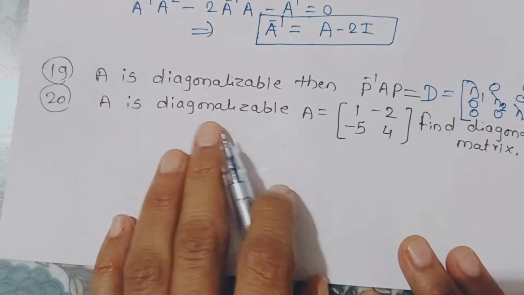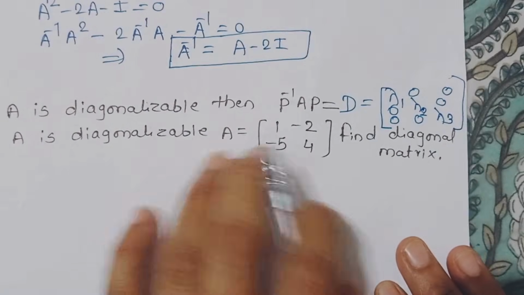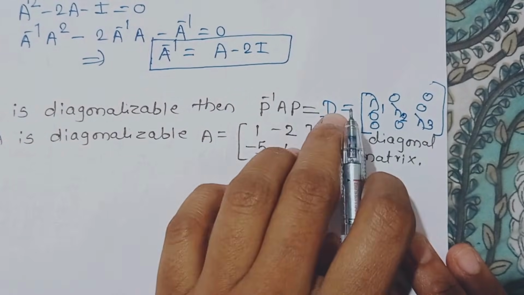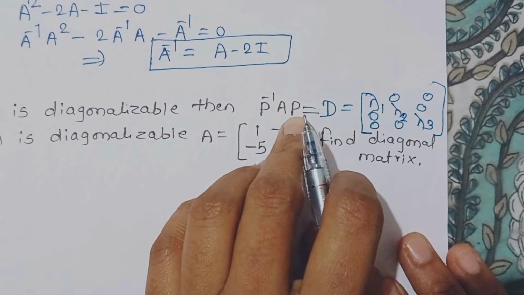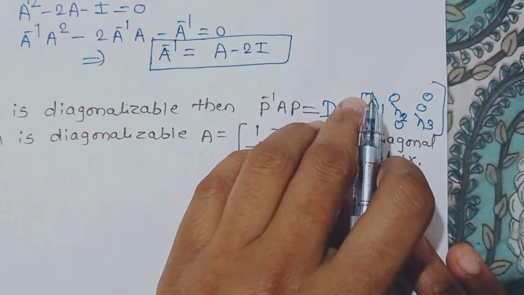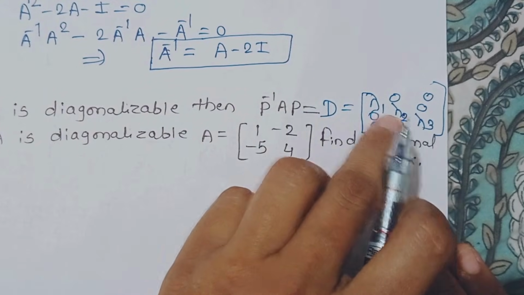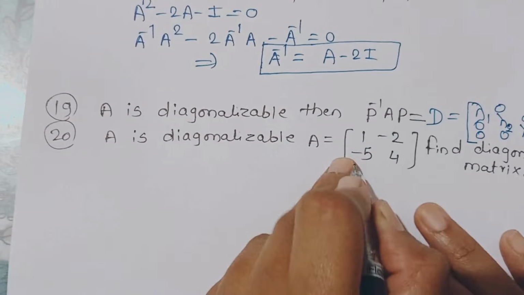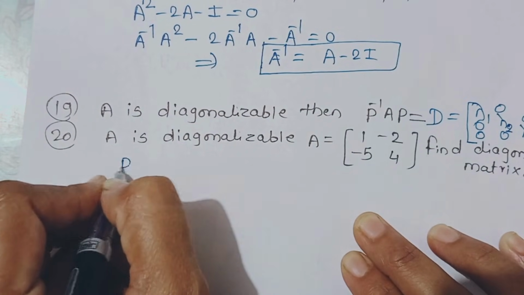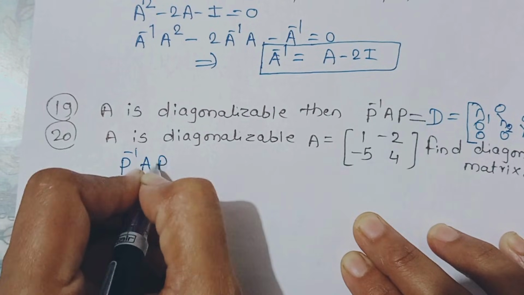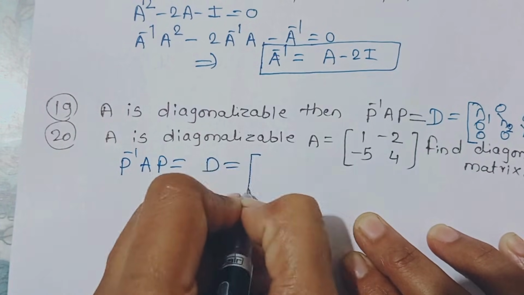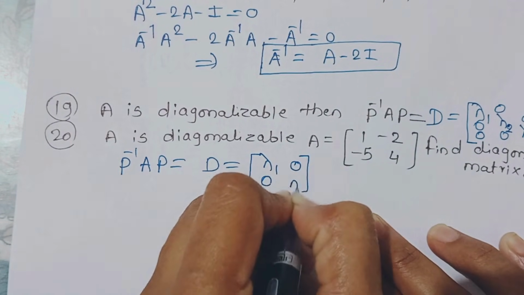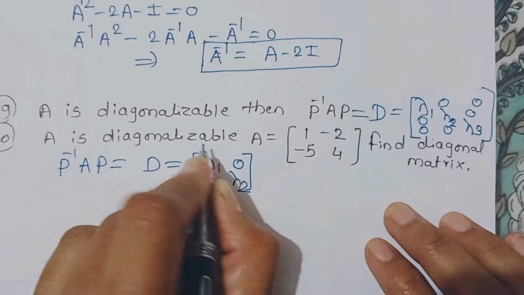Last question is, A is diagonalizable and A is given, we have to find the diagonal matrix. That is, we have to find D such that P inverse A into P is equal to D. So we have to find the eigenvalues of A. For this 2 by 2 matrix we have P inverse A P is equal to D, where D is equal to lambda 1 0 0 lambda 2. For that we have to find the eigenvalues of A.